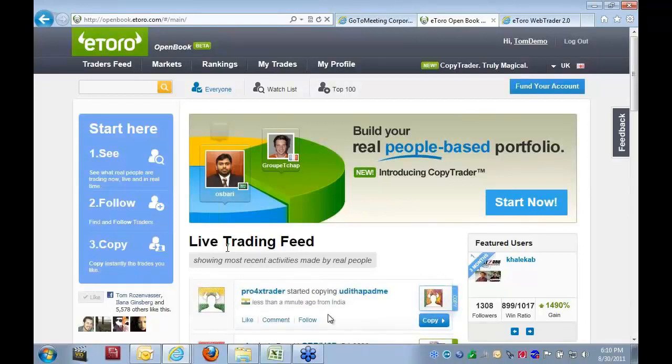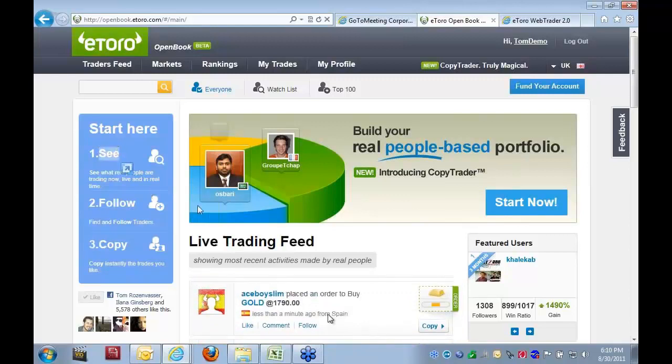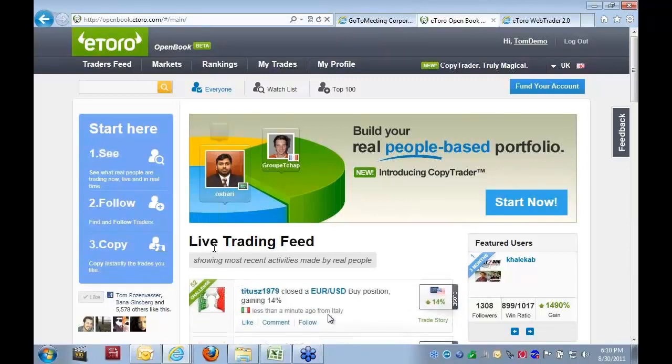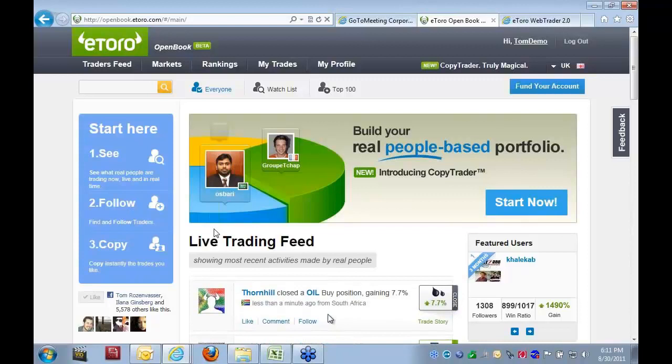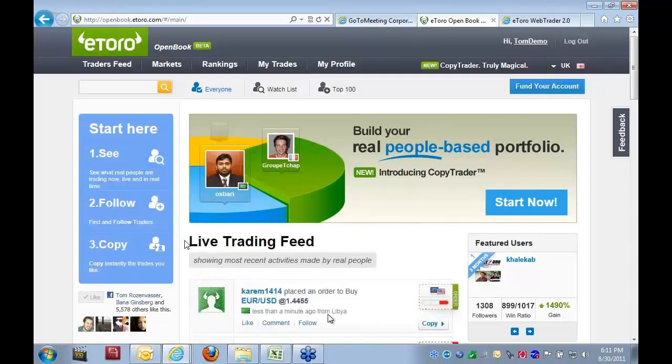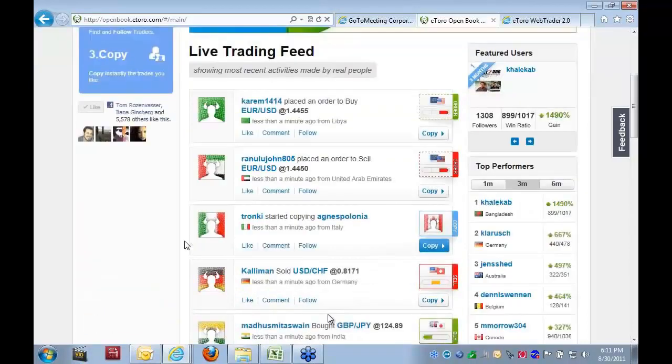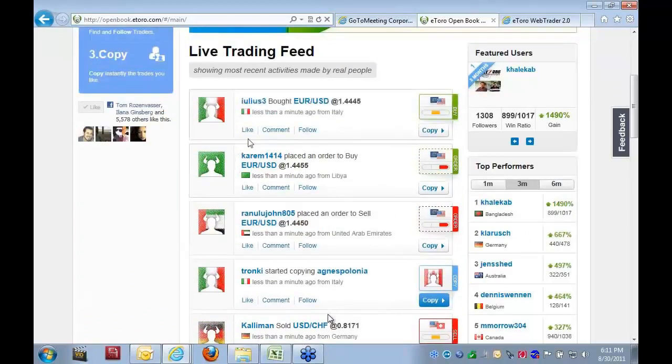Let's continue. So what can we see, as I said in the beginning, see? What we're seeing here is a live trading feed, all showing most recent activities made by real people. That's pretty much self-explanatory. That means that all the positions that are open in eToro are shown here. Okay, so I can also see another thing, and that is that this trading platform does not resemble any other trading platform. Forget about those complicated charts, those weary formulas. That doesn't appear here. If anything, this looks more like a social network that we all know and are familiar with. You can like, you can comment, okay? Very much like these social networks. Only here, you can also click follow.